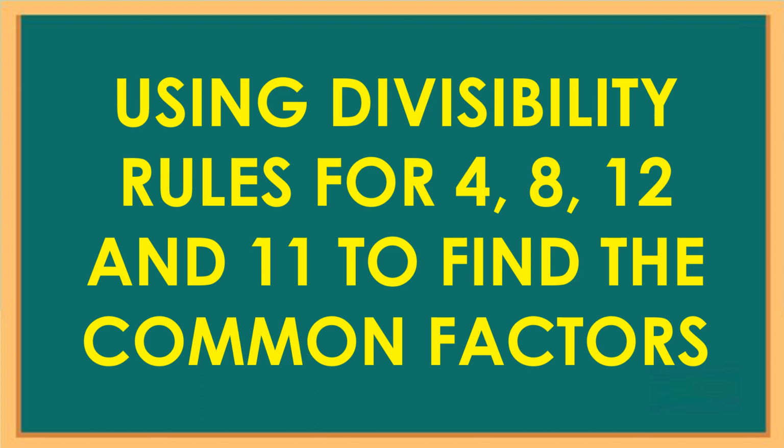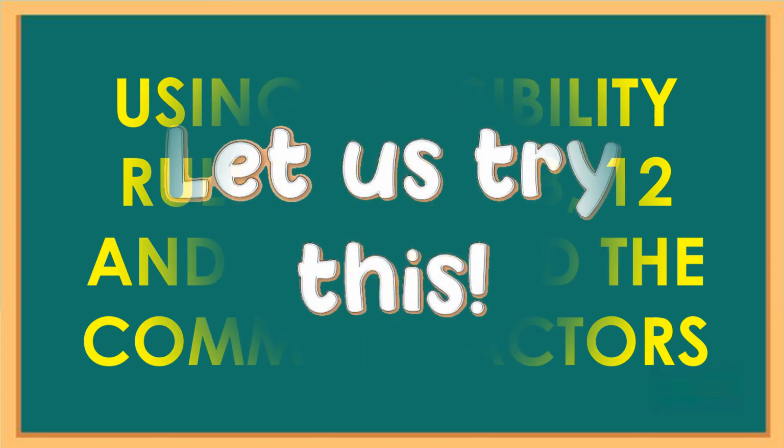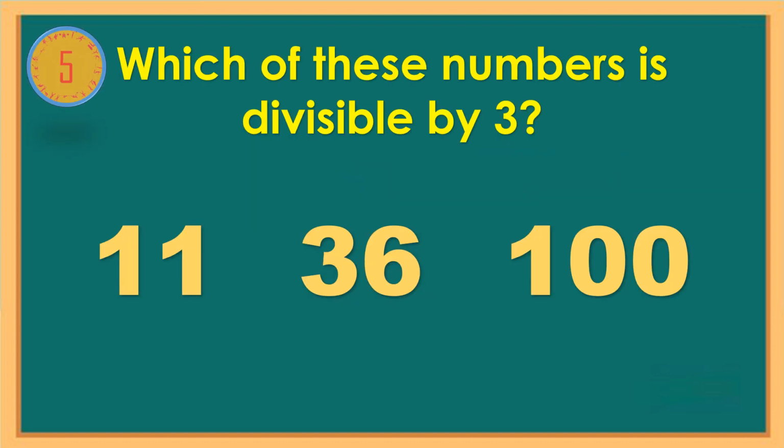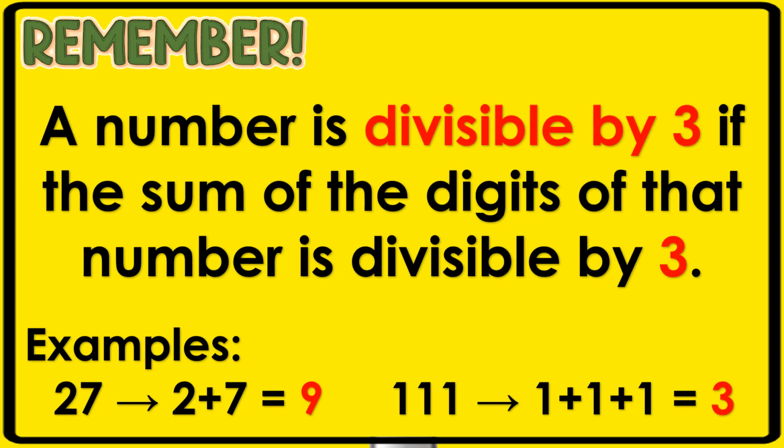Using divisibility rules for 4, 8, 12, and 11 to find the common factors. Let us try this. Which of these numbers is divisible by 3? 11, 36, or 100? Very good. It's 36. Remember, a number is divisible by 3 if the sum of the digits of that number is divisible by 3.